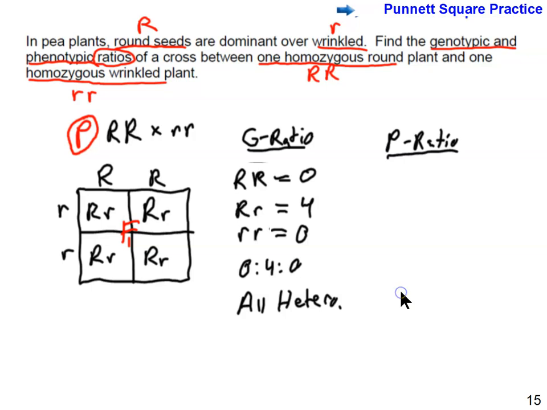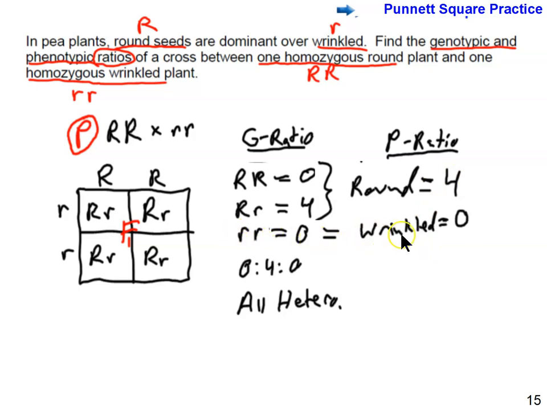You do the same thing for the phenotypic ratio, and it turns out that homozygous dominant and heterozygous would both be round phenotypically, and there are 4 of those. They're all heterozygous. And then for wrinkled, count them up, there are none, so that's 0. Likewise, the ratio would be 4 to 0, but it's always in that order, dominant to recessive. So in this case, round to wrinkled, 4 to 0. Or you can say they're all round, if you're going to describe it in words.